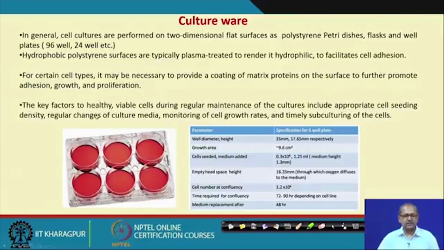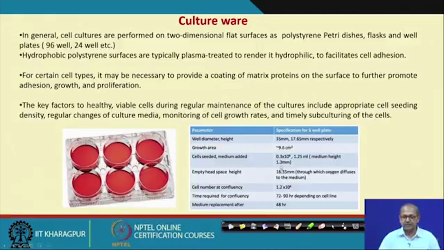So, the key factor of cell culture is the viability of the cells during regular maintenance of the culture, including appropriate seeding density, regular change of culture media, monitoring the cell growth and timely subculture. Take for example a 6-well plate: its diameter and height are respectively 35 millimeter and 17.65 millimeter, and the growth area is around 9.6 centimeter squared. We can seed 0.3 times 10 to the power 6 cells, and give 1.25 ml of media, by which we get a media height of 133 millimeter.